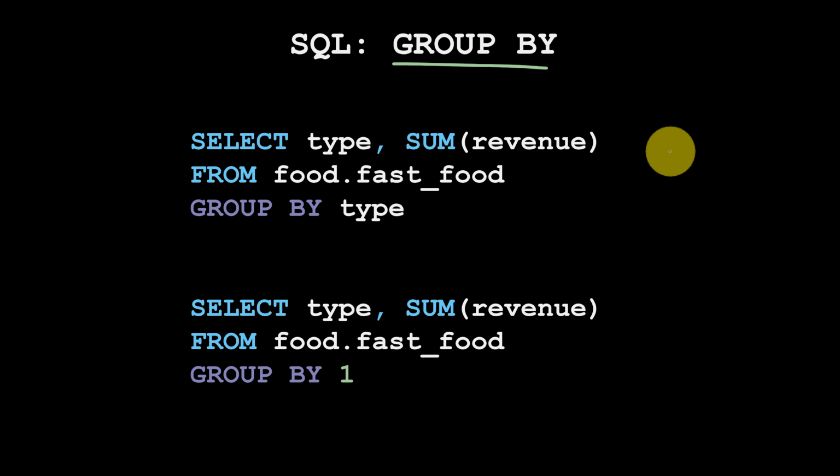But the question is, what if we don't want to aggregate across the entire table, but only part of the table? For example, if we look at here, I want to see the total revenue of each type of restaurant rather than the total revenue of all restaurants. Then what I can do is use group by, which is what we're learning today.